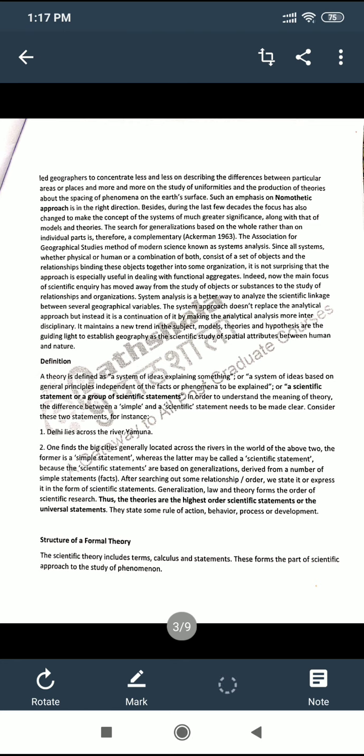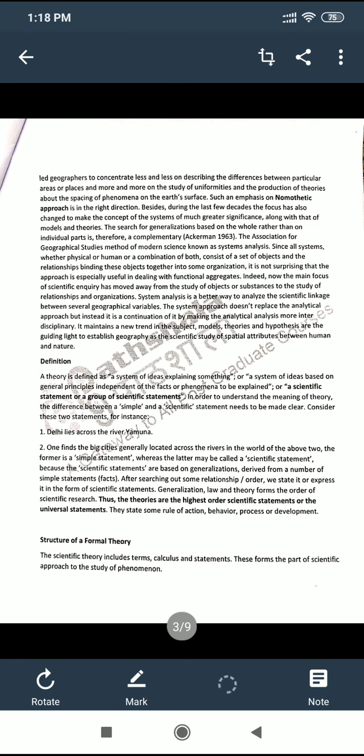For instance, first, Delhi lies across the river Yamuna. Second, one finds big cities generally located across the river in the world. Of the above two, the former is a simple statement, whereas the latter may be called a scientific statement, because scientific statements are based on generalization derived from a number of simple statements or facts. After searching out some relationships in order, we state it or express it in the form of scientific statements.